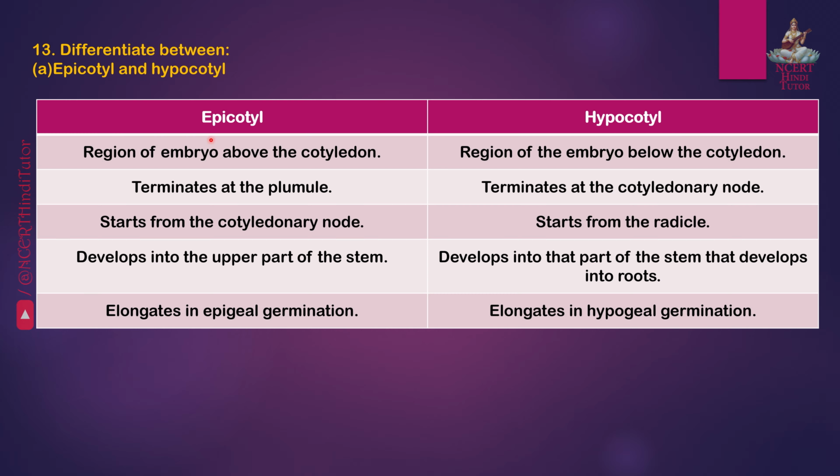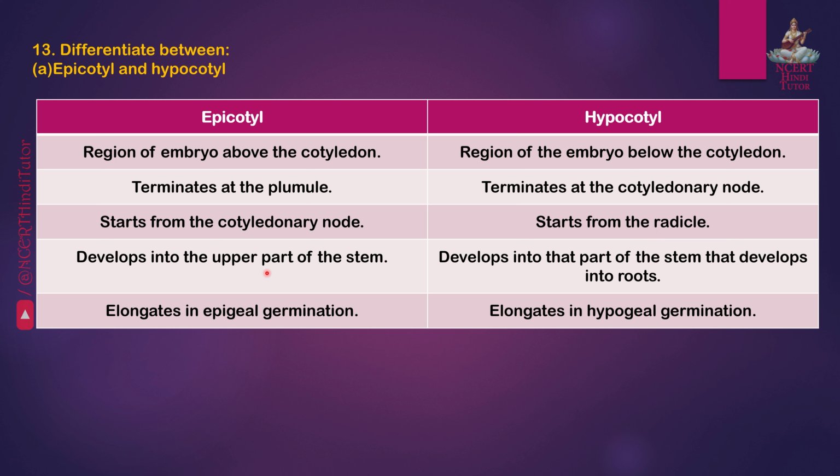Question 13. Differentiate between A. Epicotyl and hypocotyl. Answer. Epicotyl, region of embryo above the cotyledon. Hypocotyl, region of the embryo below the cotyledon. Epicotyl terminates at the plumule. Hypocotyl terminates at the cotyledonary node. Epicotyl starts from the cotyledonary node. Hypocotyl starts from the radicle.